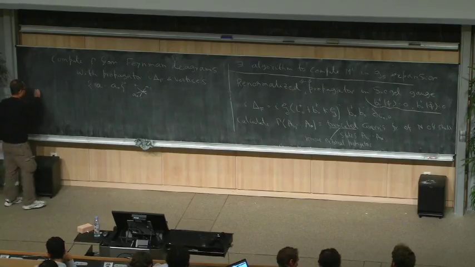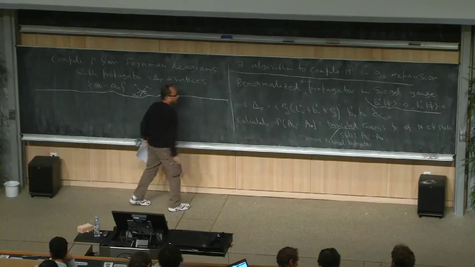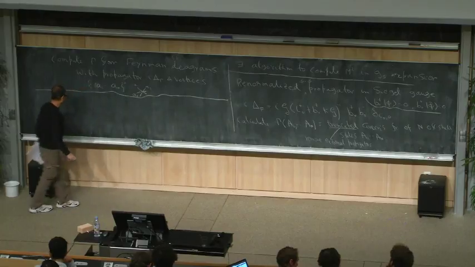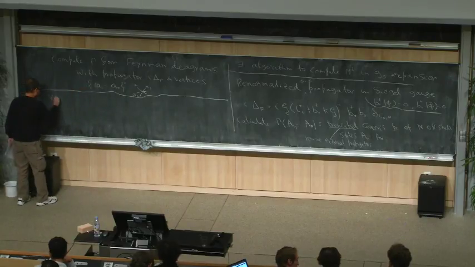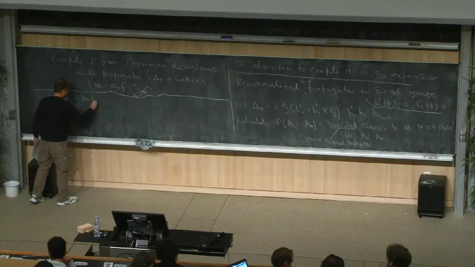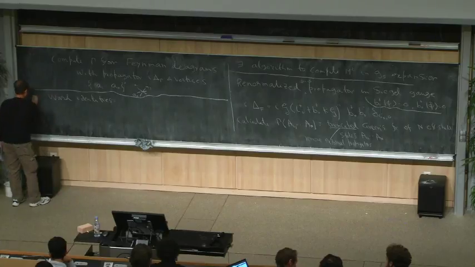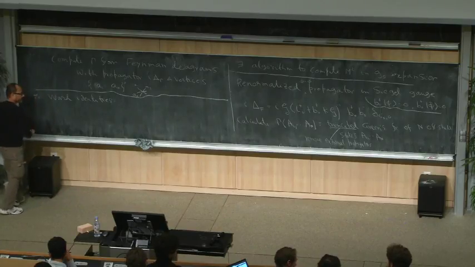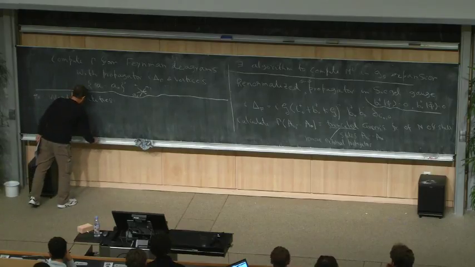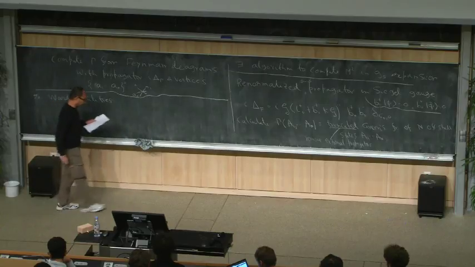Now let me give some BRST identities, and maybe that will be the last topic. So, BRST identities. Again, these are straightforward algebra based on what I have already given you. The first is a very useful identity involving the propagator.